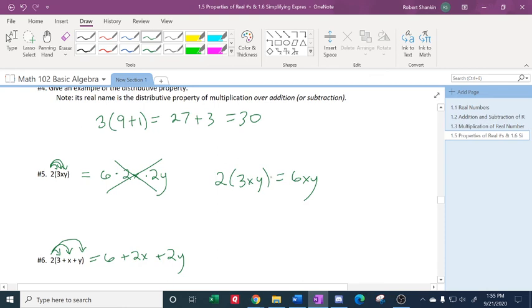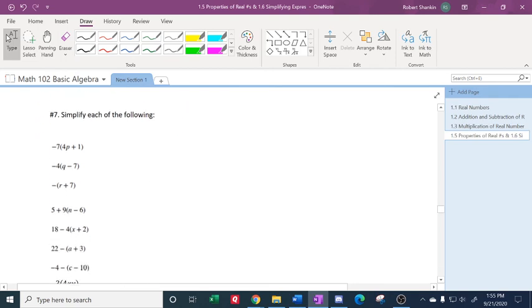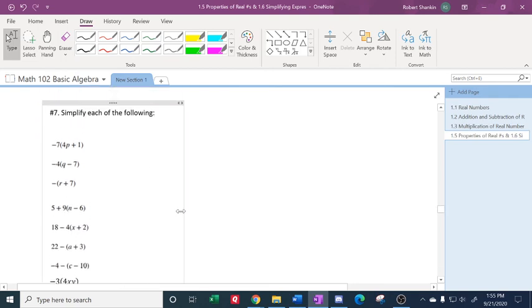You just get rid of the parentheses and then you can multiply, and you can rearrange the order and multiply the 2 and the 3 together. And that's it. Alright.